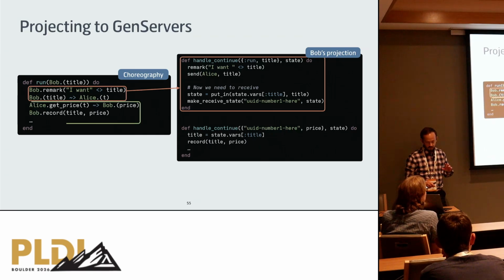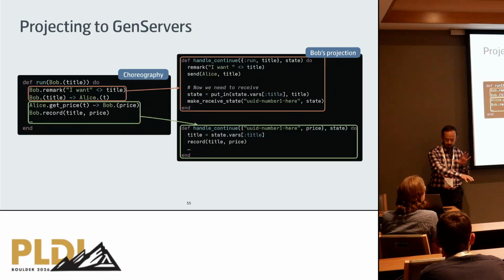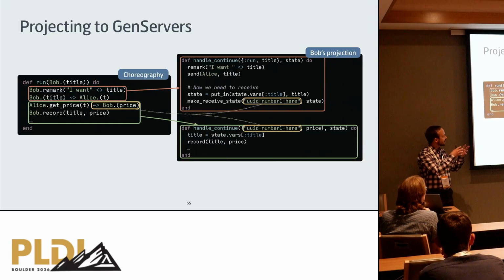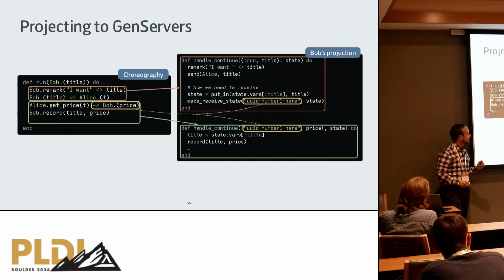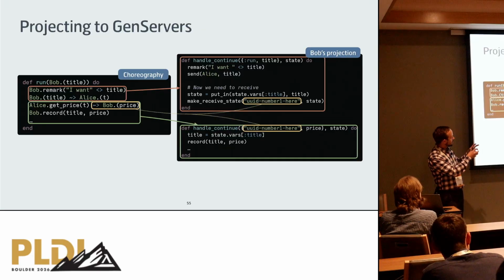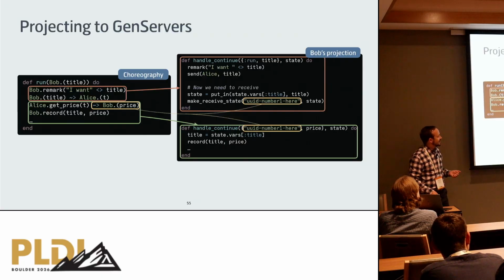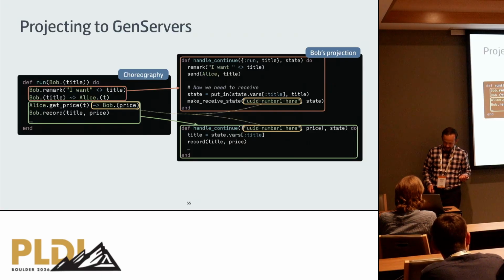But as soon as Bob wants to receive the price from Alice, he has to have a separate handler for that. And these two get tied together with some kind of UUID, some identifier to tie them together. And all this gets bundled up in the gen server state, and there's a little bit of a runtime that manages this. Please see our first paper for more details on this. Anyway, the point is this is really complicated, and it makes projection really tricky.